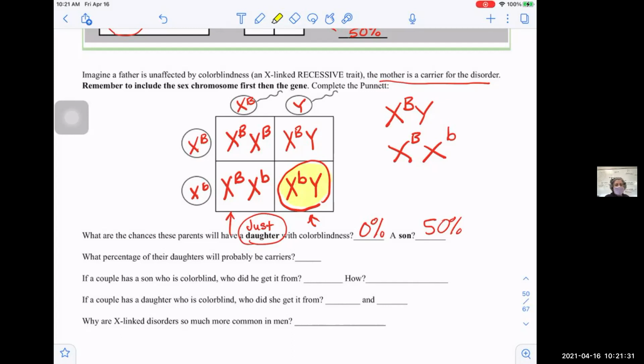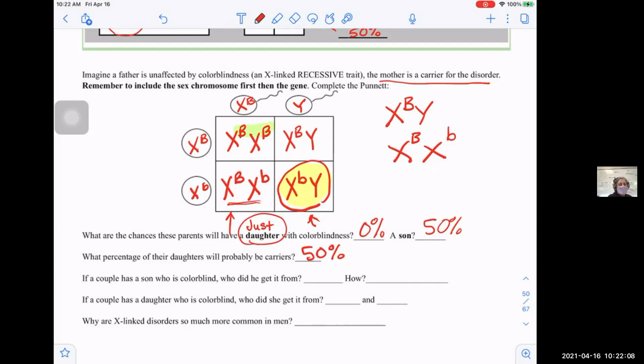What percent of their daughters will probably be carriers? Oh, not 100. Not 100, because this daughter right here is not going to carry. She's homozygous. Well, and I understand why you said 25 is because it's 1 square out of 4, but we're asking about just the daughters here. So it would be 50% of their daughters would be carriers. Right? This daughter right here would be a carrier.